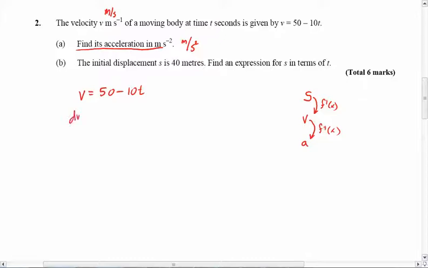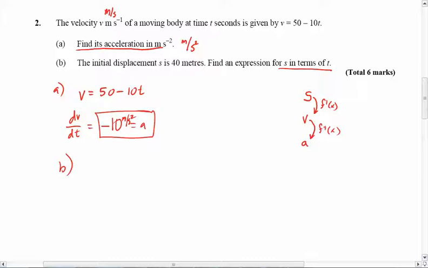I will find dv dt, which will equal, well, the derivative of a constant is 0. Here, I'm going to take the derivative of negative 10t, which will be negative 10. So there you go. That is your acceleration. That was so easy. Hopefully you got that one right. So now we go on to part B. Part B says the initial displacement S is 40 meters. Find an expression for S in terms of t.